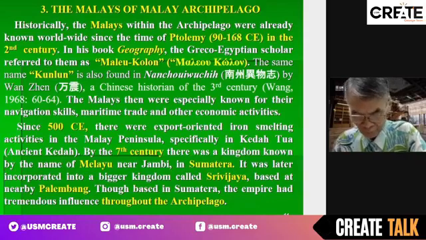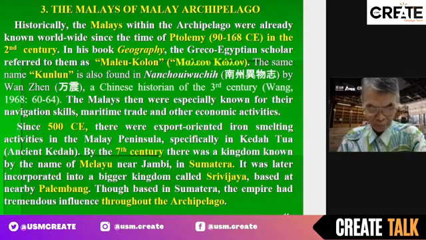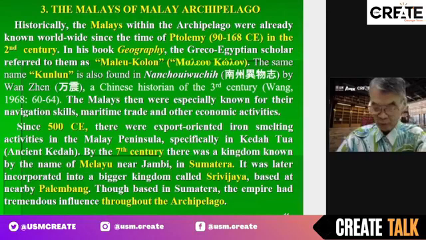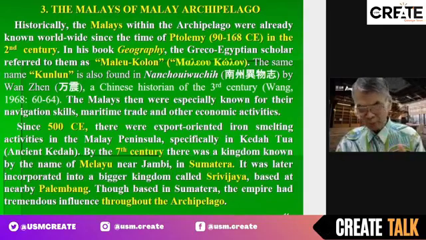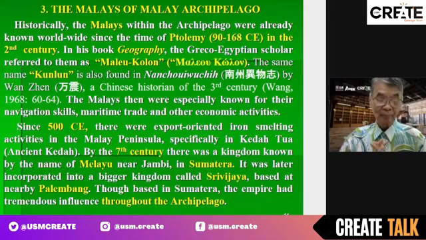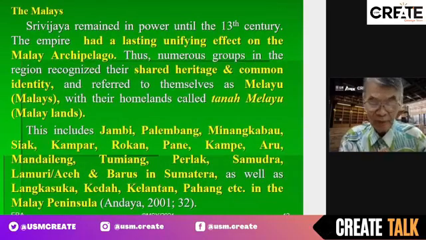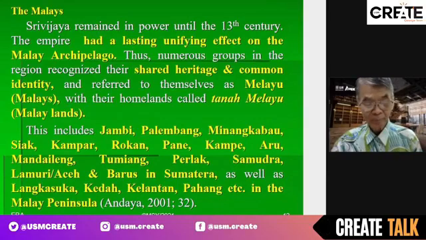And by the 7th century, there was a kingdom known by the name of Melayu near Jambi in Sumatra. It was later incorporated into a bigger kingdom called Sriwijaya, based at nearby Palembang. Though based in Sumatra, the empire had tremendous influence throughout the archipelago. All right. Sriwijaya remained in power until the 13th century. The empire had a lasting unifying effect on the Malay archipelago.